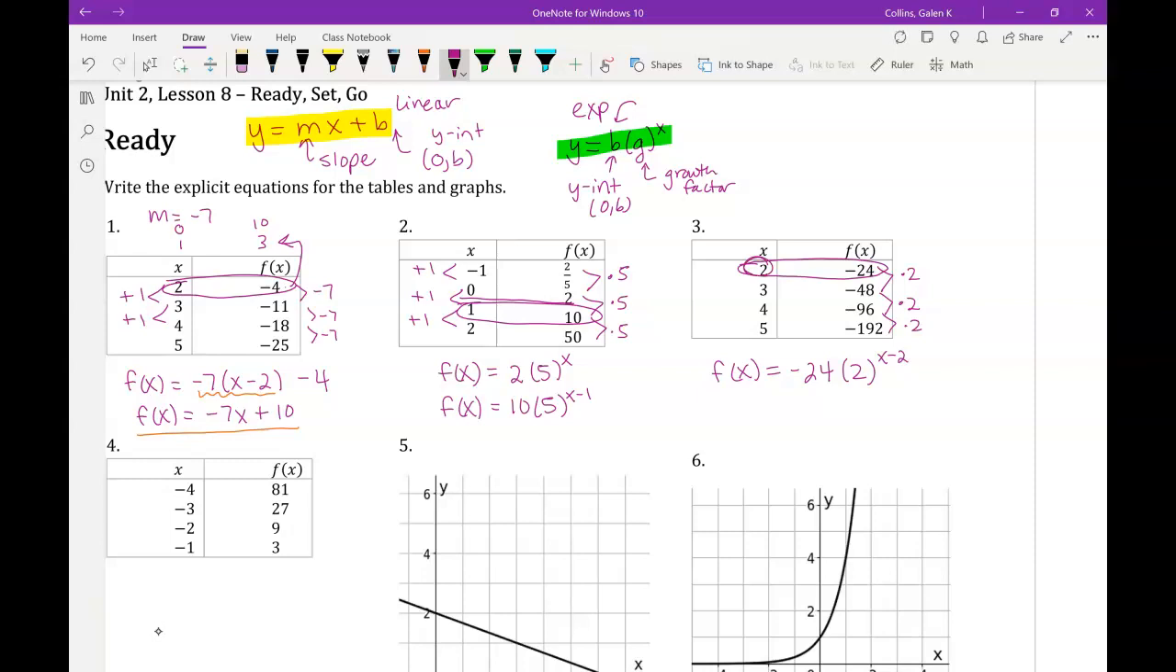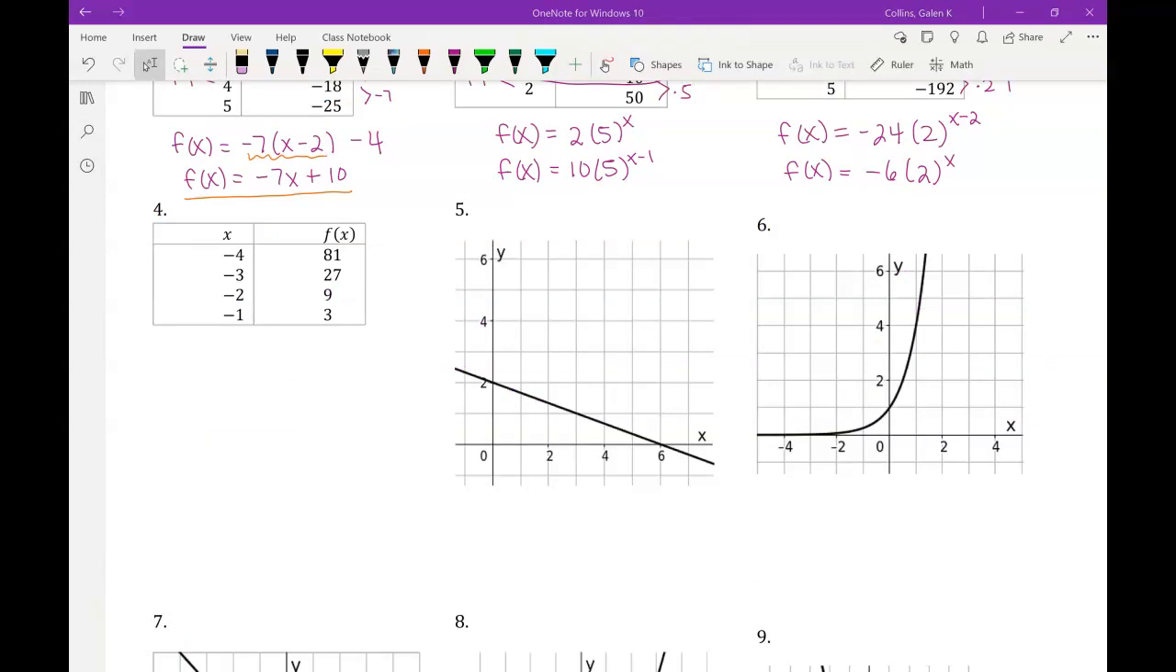Now, just like before, we could go back and figure out what our y-intercept is. So like if I go the opposite direction in my table, I could see a pattern where I'm dividing by 2. So when x is 1, y would be negative 12. When x is 0, y would be negative 6. And that would be my y-intercept. So I could also write this as f of x equals negative 6 times 2 to the power of x.